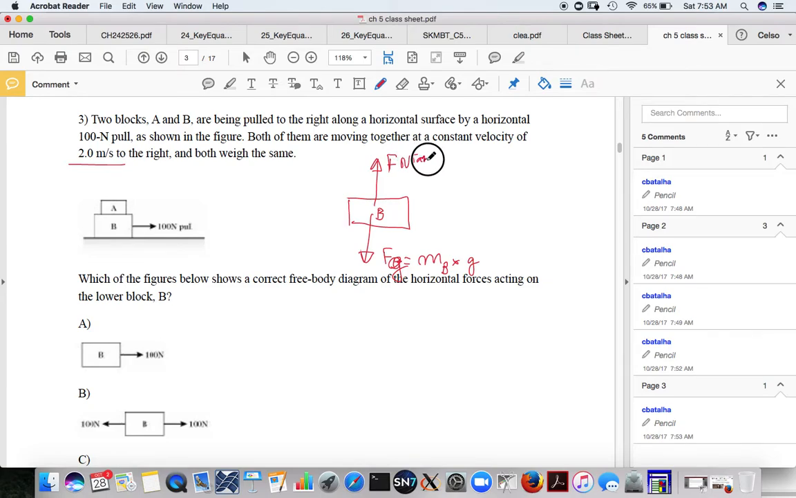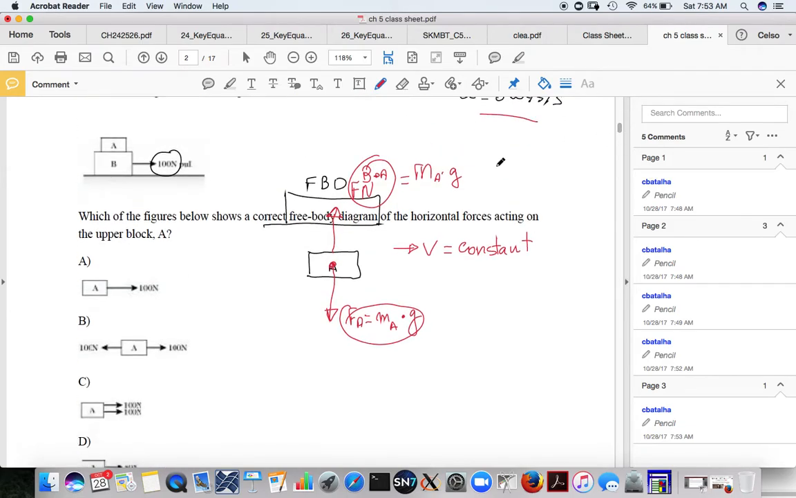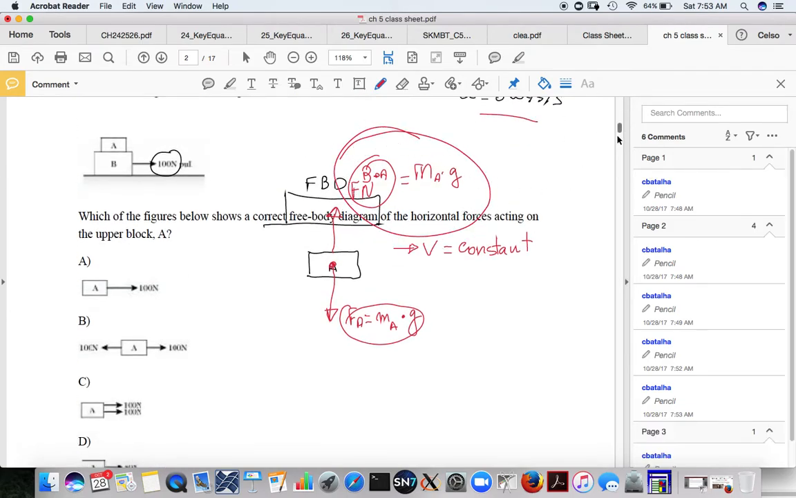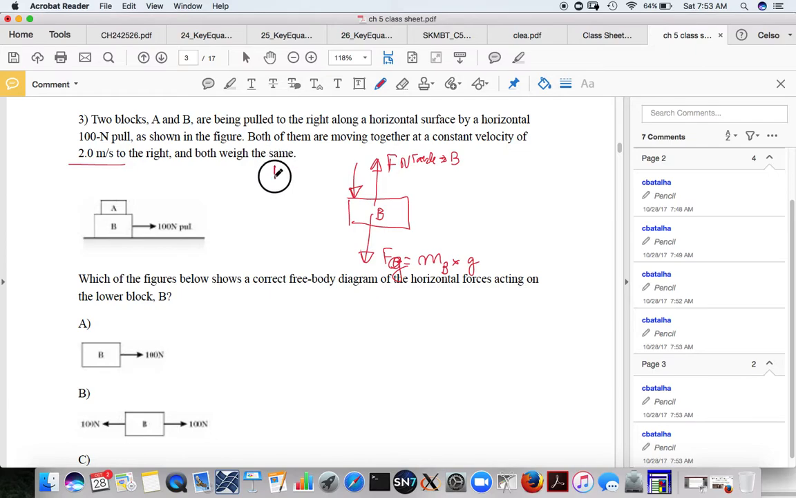Table on block B, right? Table on block B. But look at this. You also have block A on top of it. So remember the force we identified up here? There is a reaction to that force on block B, which has the same magnitude and opposite direction, which I'm going to call F normal, A on B. This one.